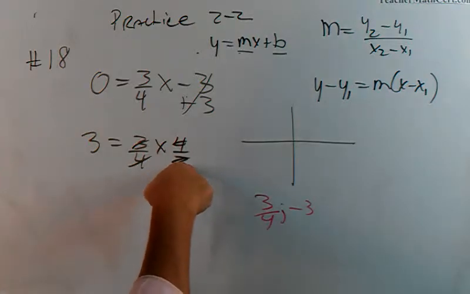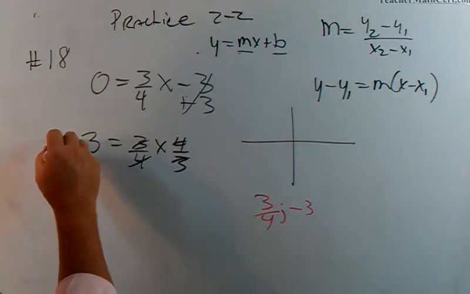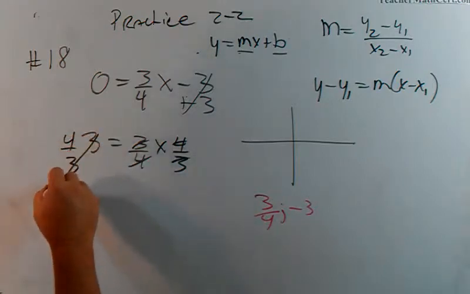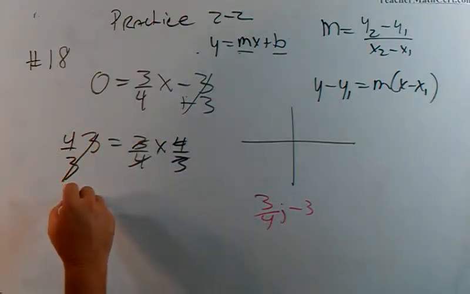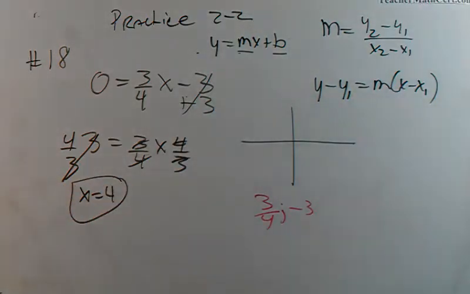What do we do to this side? We multiply by 4/3. So what do we got to do to this side? Multiply by 4/3. These 3's cancel. So x is equal to 4. Apparently. Which one is that? 18? Yeah. It crosses it. X equals 4.